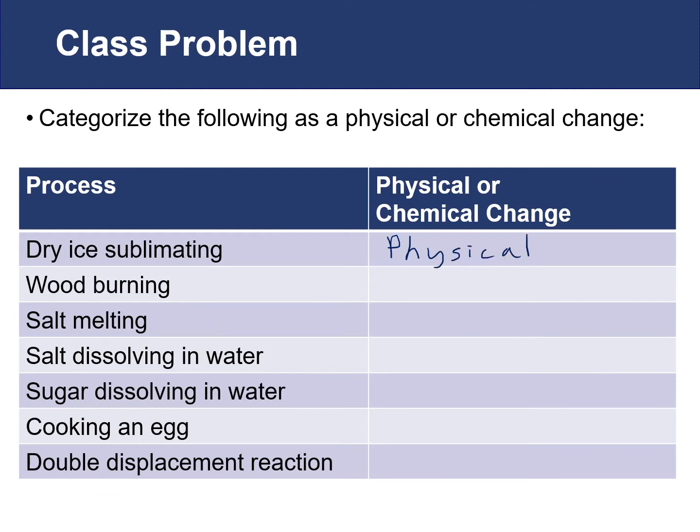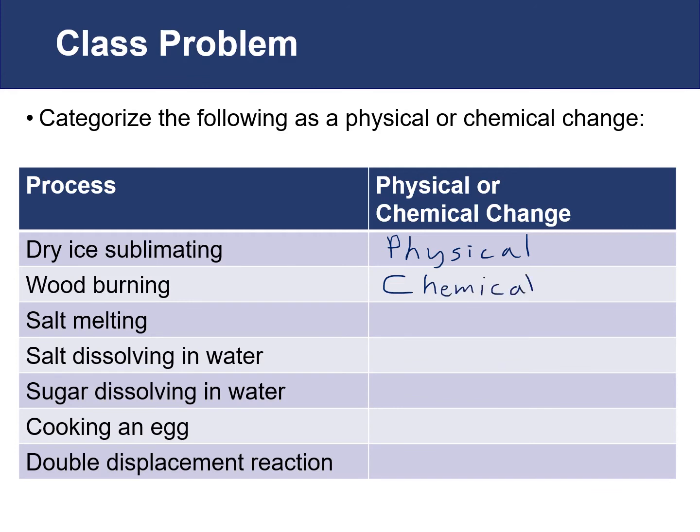Wood burning, however, is the combination of some sort of a wood fuel, typically like a cellulose-like material, with oxygen. You are breaking apart the carbon-carbon bonds that are holding the wood together and typically forming carbon dioxide and water. So this is an example of a chemical change.